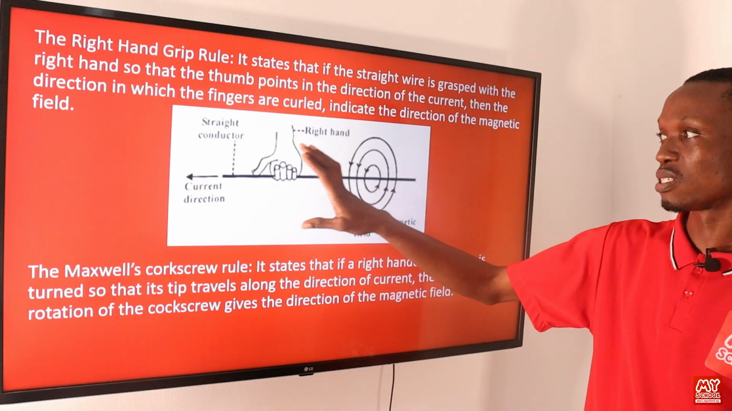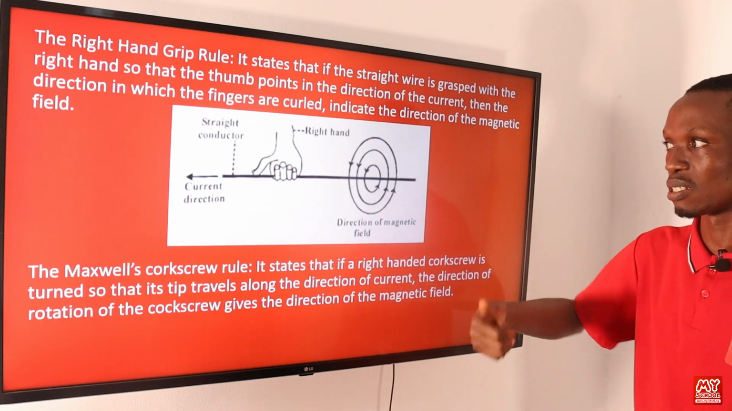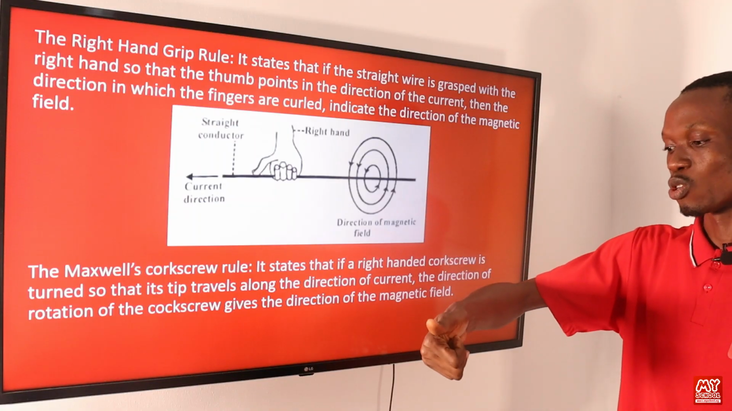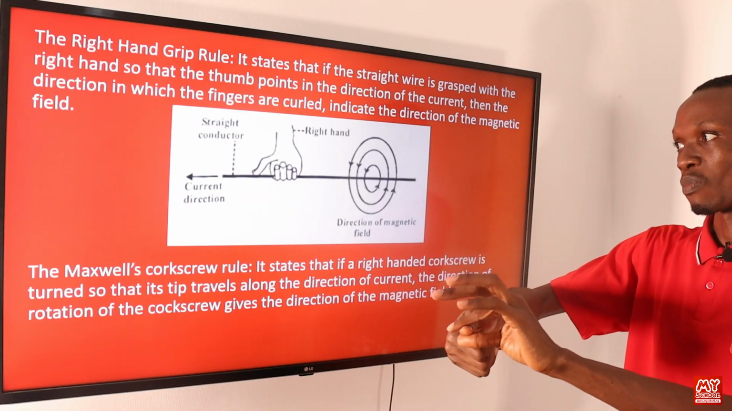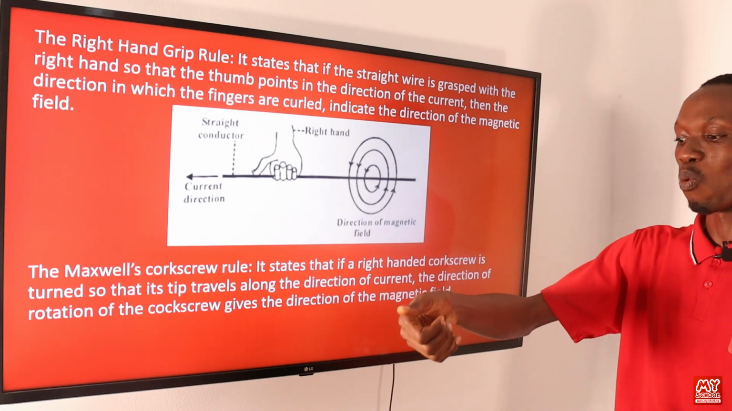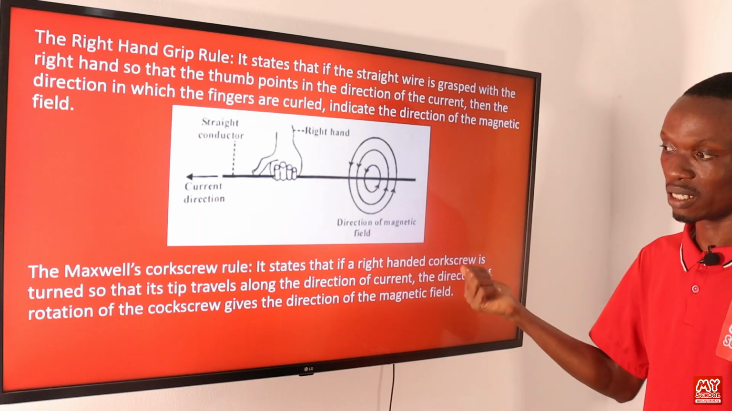So as you can see in this diagram, this is a straight wire and this is the hand that grabs the wire, just like this, but with the right hand. So this hand, the thumb here shows the direction of the current, while the fingers here indicate the direction of the magnetic field.